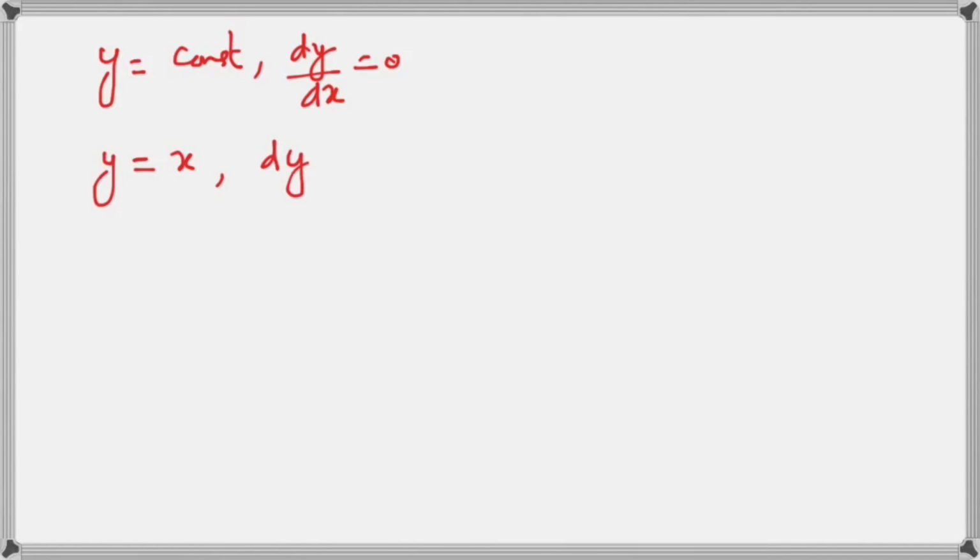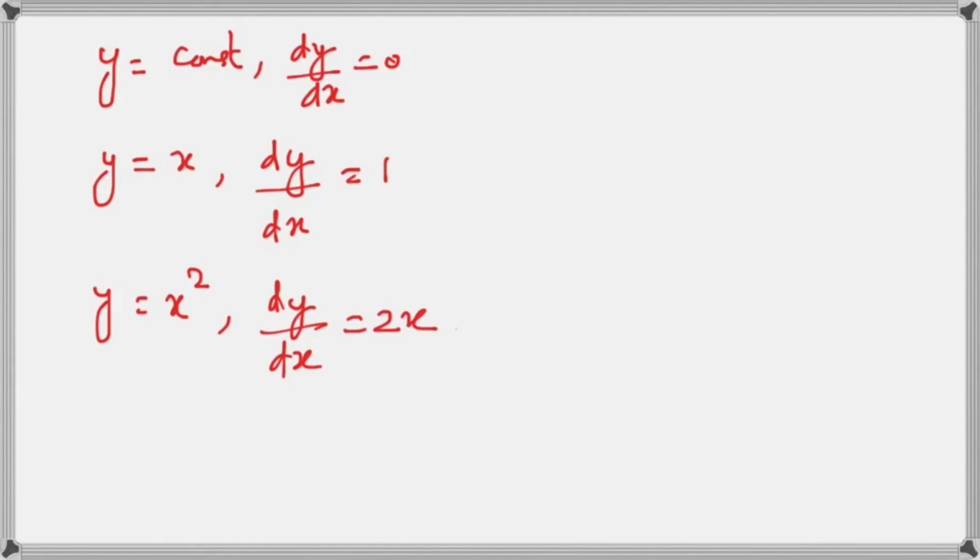So far we have, if y equal to constant, dy by dx equal to 0, y equal to x gave us dy by dx equal to 1, and y equal to x squared gave us dy by dx equal to 2x. But this process is very long, and it takes a lot of time to calculate this value. And remember that we are doing physics, not maths here.